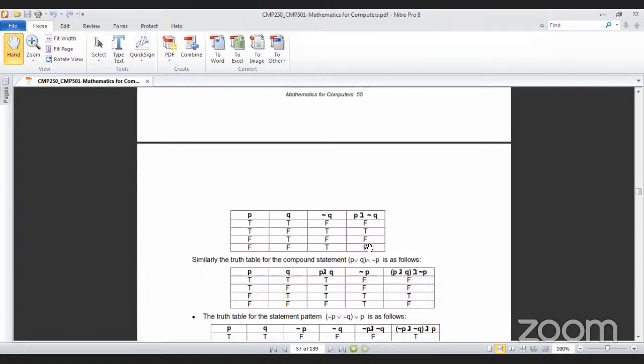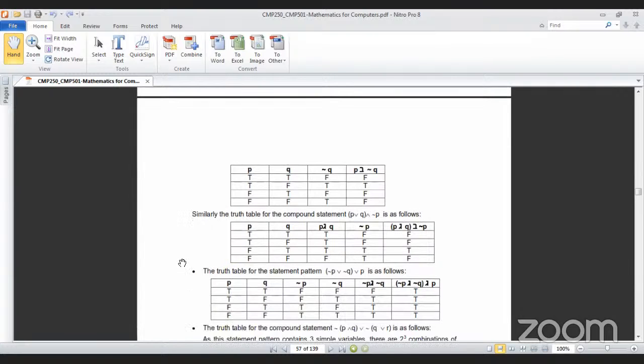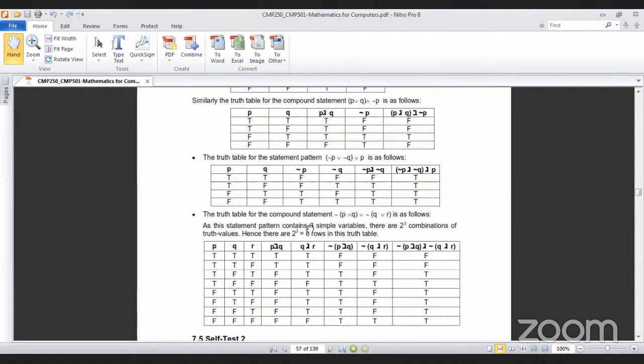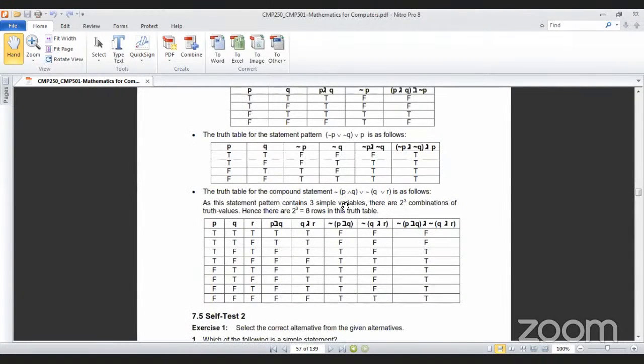And ft is also there to f. So this way you can solve the sum. If you see now here, if you are having three simple variables p, q, and r, at that time you can see the combinations 2 raised to 3 because I am having three variables. So you need to find how many rows? 8 rows.